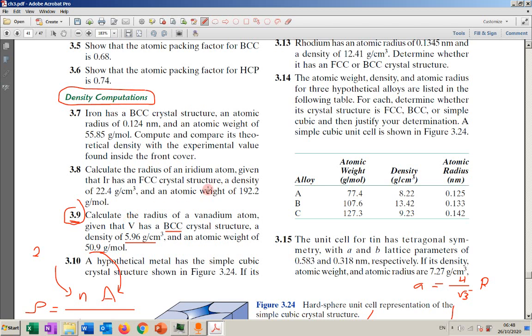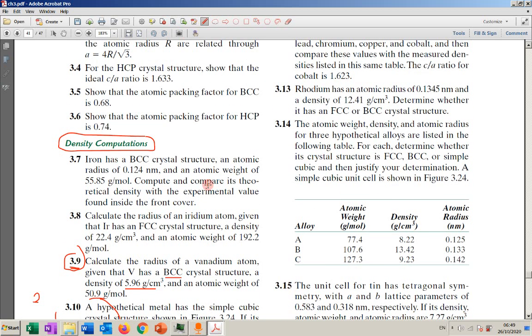In the next video, we're going to solve an example in which we want to find its crystal structure. So whether 3.13 or 3.14, we're going to tell you how we deal with this type of example, which is the third way of using density computation, where we find the crystal structure.